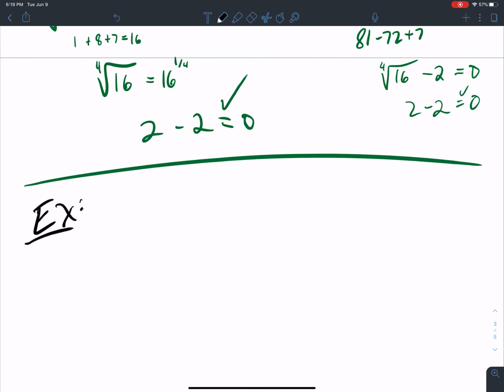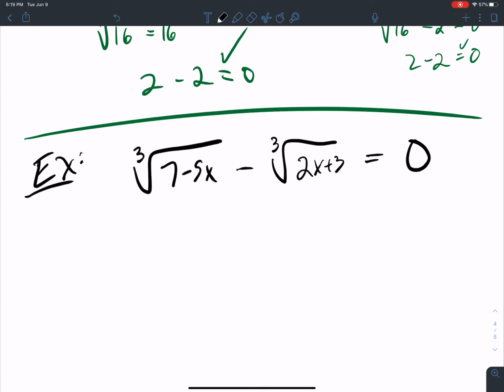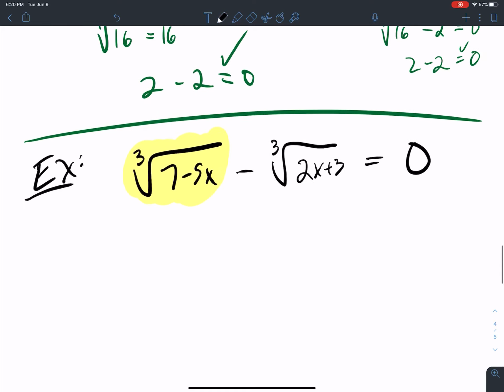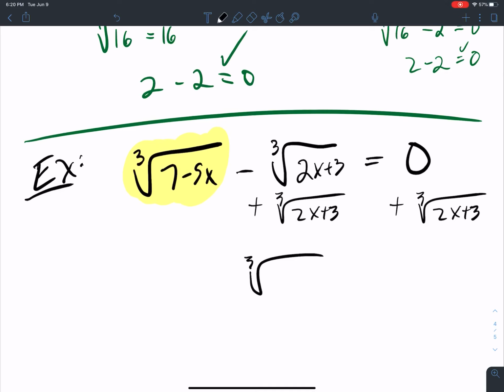All right, so let's work through another problem. We've got the cube root of 7 minus 5x minus the cube root of 2x plus 3 equals 0. How do I solve? Well, number one, get the radical by itself. Isolate the radical. We have two radicals, so just pick one and get it by itself. Add this radical to both sides. If we do that, we get the cube root of 7 minus 5x equals the cube root of 2x plus 3.